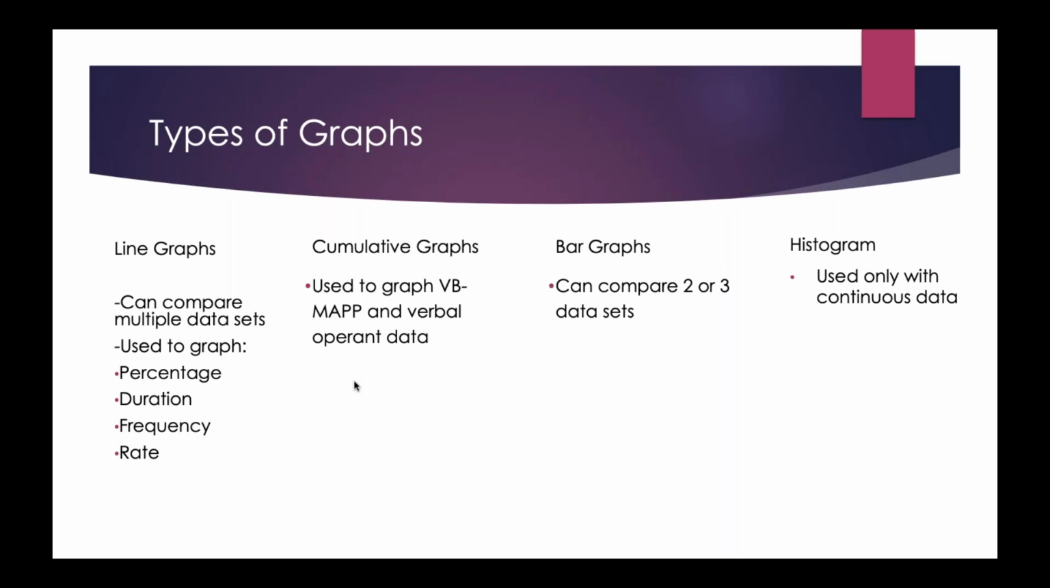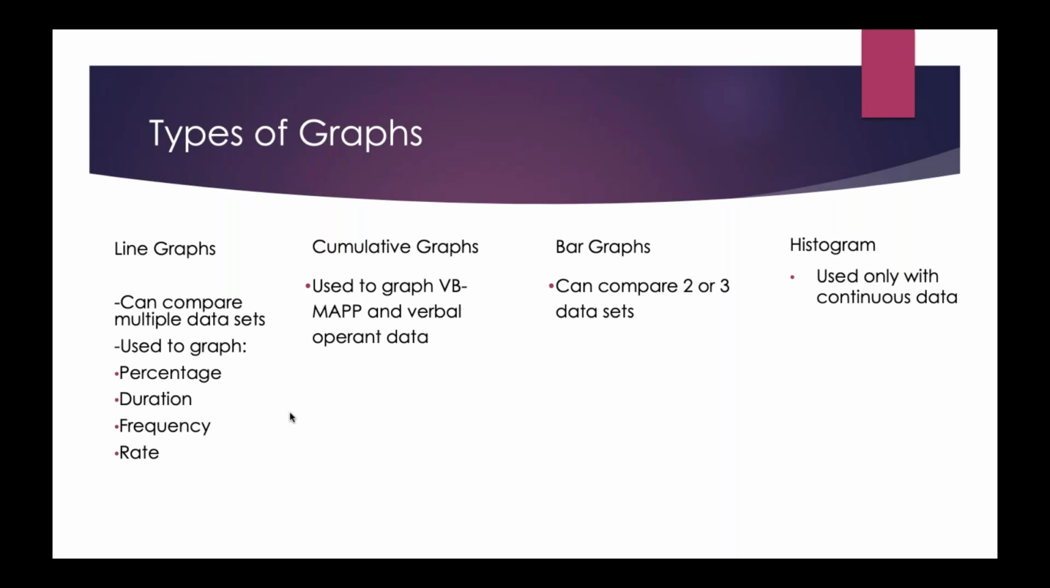Okay. Next are the different types of graphs. So we have our line graphs, cumulative graphs, bar graphs, and histograms. Line graphs are the most often used. So they're used to compare multiple different data sets. They can graph percentage, duration, frequency, rate, among other things.